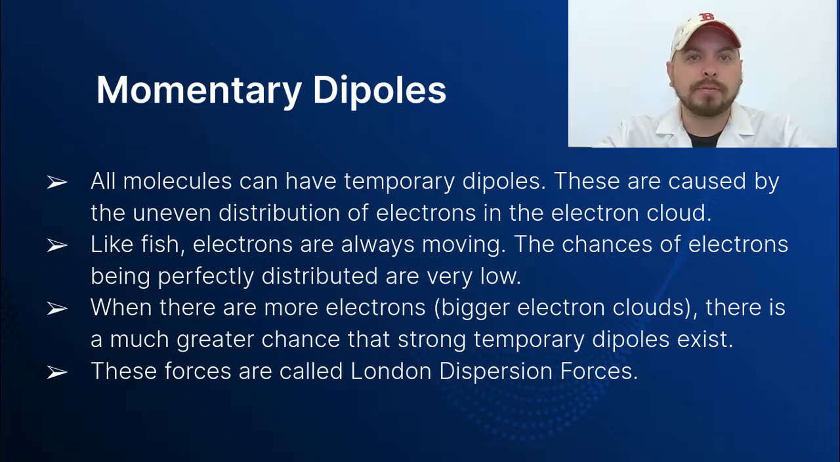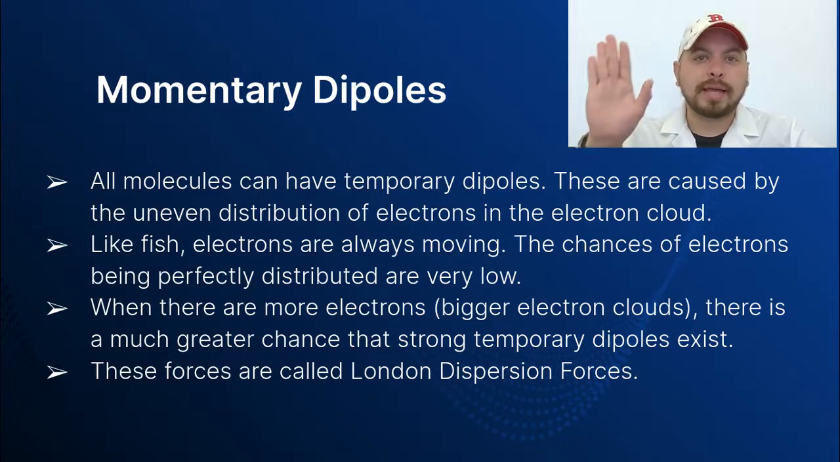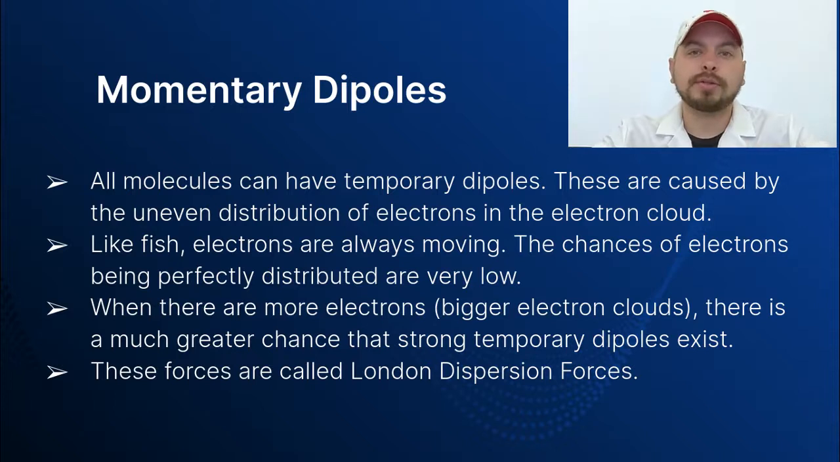But that's also not going to be permanent. One side that had more electrons in one moment might all of a sudden switch, and now it's the other side with more electrons. This would be called a temporary dipole. A temporary dipole is a dipole. Remember, a dipole is where you have an uneven distribution of electrons. A temporary dipole is one where the electrons are unevenly distributed, but not for a long period of time, just temporary. This creates a force called a London dispersion force.